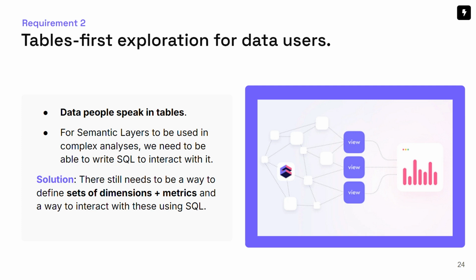And so you need a tables-first approach to interacting with your semantic layer as well. An example of this is Cube, which has views, as they call them, which is basically an association of a bunch of tables together that you can query as a single data set. But basically what I'm saying is there's metrics-first for business users, but data people speak in SQL and tables, and we need to give them access to the semantic layer using SQL and tables.